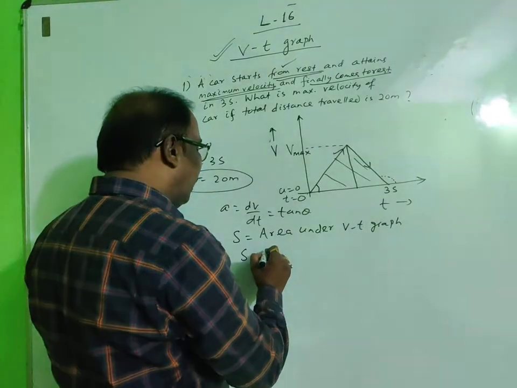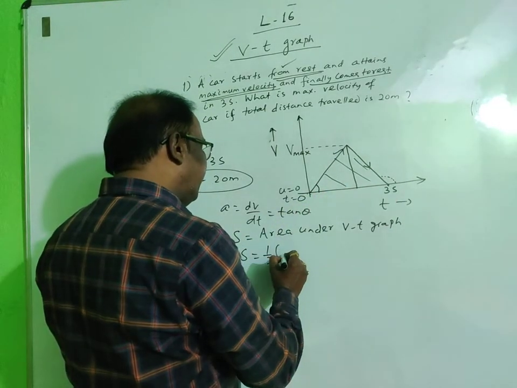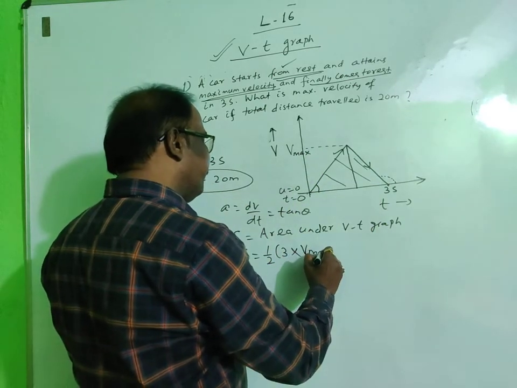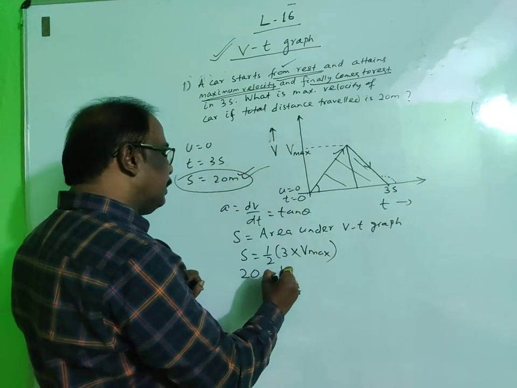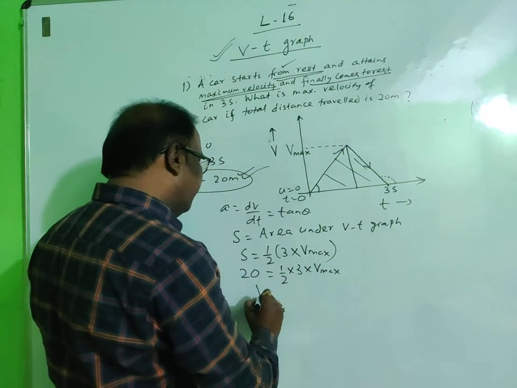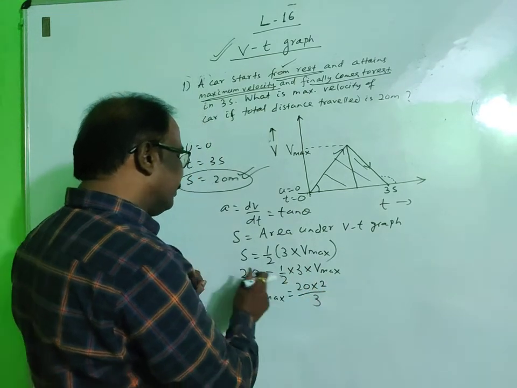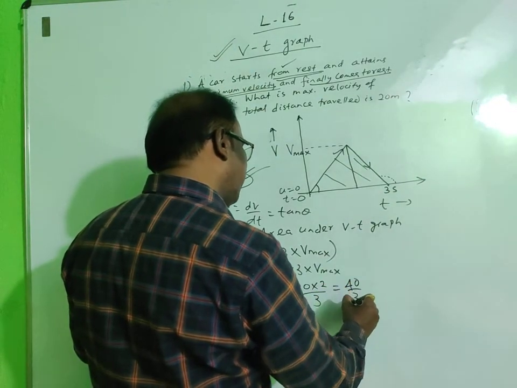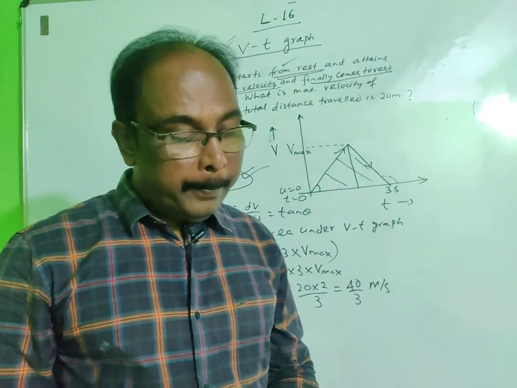Then area of triangle is half, base is 3, from 0 to 3, then height is V max. It is given that total distance is 20 meter. 20 is equal to half into 3 into V max. Then V max is equal to 20 into 2 divided by 3, that equals 40 by 3 meter per second.